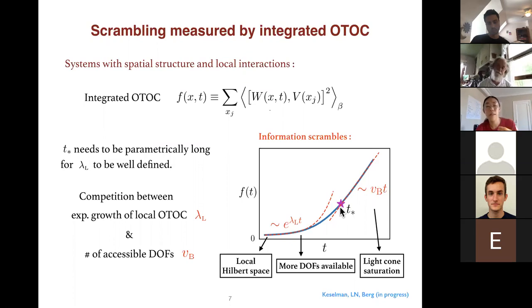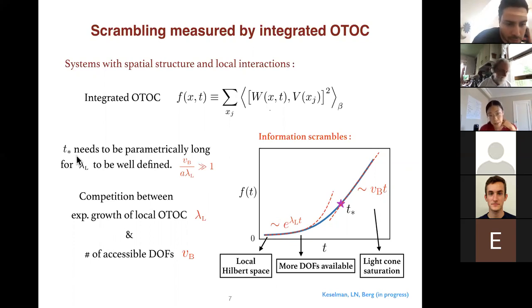T star is basically a result of the competition between the exponential growth initially at the local Hilbert space and the fact that more degrees of freedom are becoming available, this expansion of the light cone. So the physical picture is that if your light cone does not expand fast enough, if your butterfly velocity is too small, then the information will quickly saturate. After the information saturates the local Hilbert space, it has nowhere to go. So information does not scramble efficiently in that case. So we need the butterfly velocity to be large enough compared to the Lyapunov exponent so that we can have a consistently defined Lyapunov exponent.